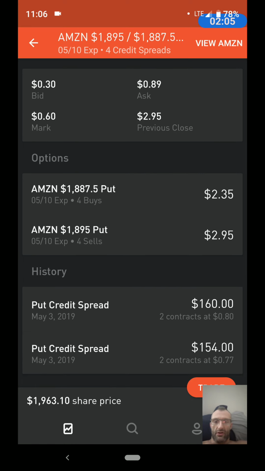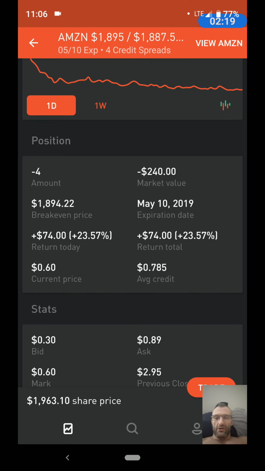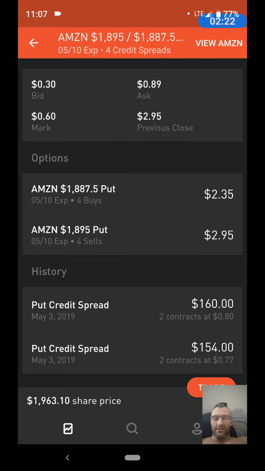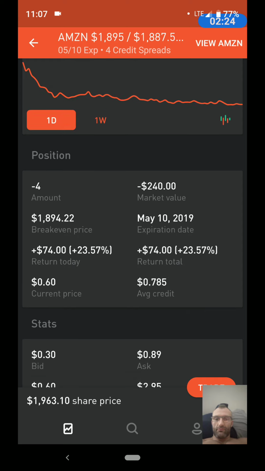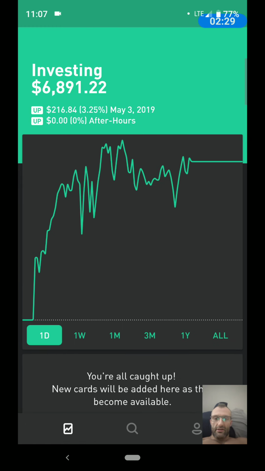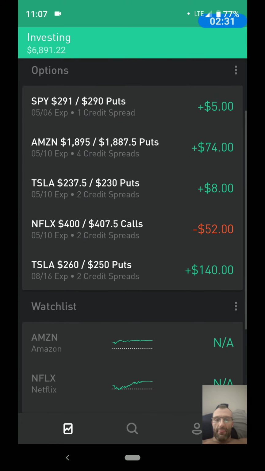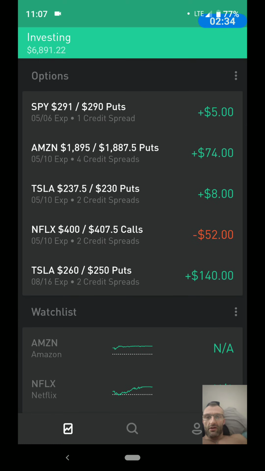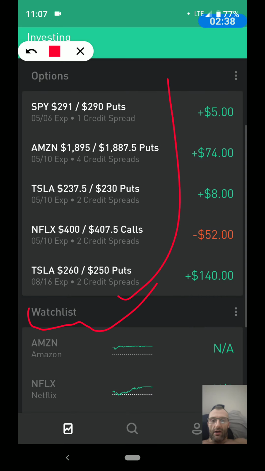It comes down here, it'll tell you more information about it. As you can see here, I got into it two different times, both on the May 3rd, but one at 77 cents and then one at 80 cents. And remember, these are all based on 100 shares. So this is 80 cents times 100, so it's 160. Now, if we press that button in the bottom corner here that's highlighted, that takes us back to the front page here. Generally speaking, these are all the positions that are open, and down here is the watch list.